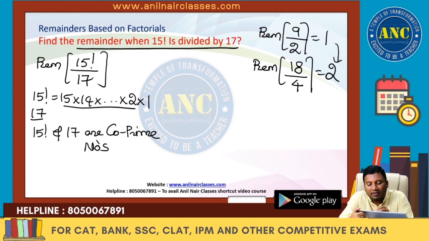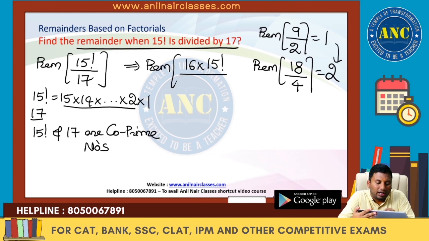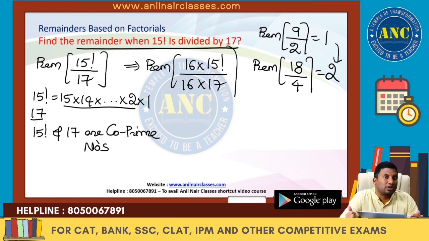The remainder is getting affected when the numerator and denominator are not coprime. That means if you solve this question like this, 16 into 15 factorial by 16 into 17, because n factorial is n into n minus 1 factorial, you might get an idea that can I write like this.